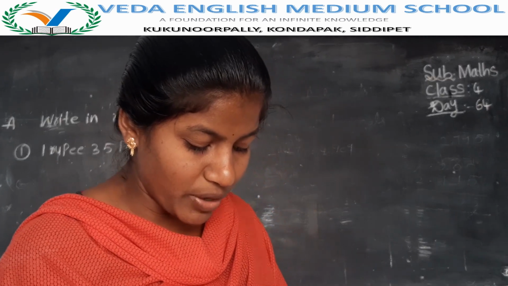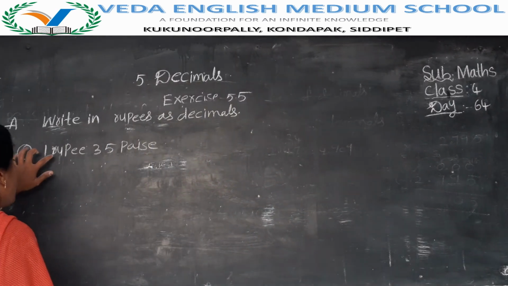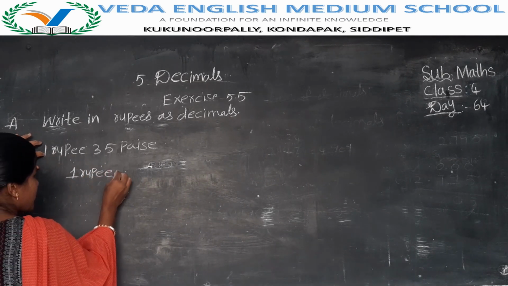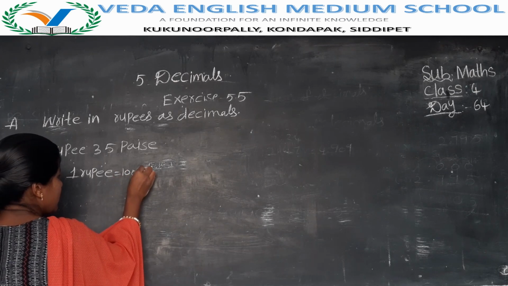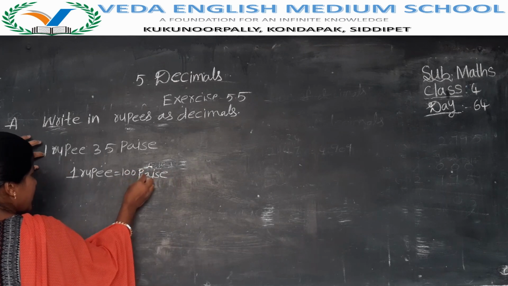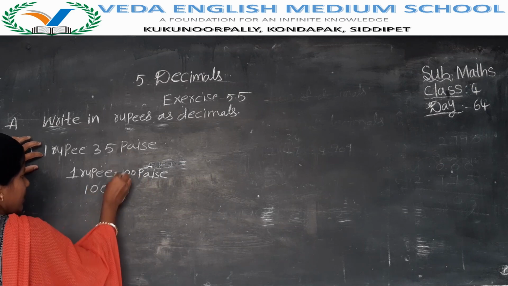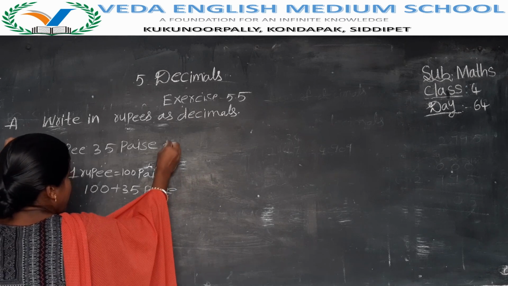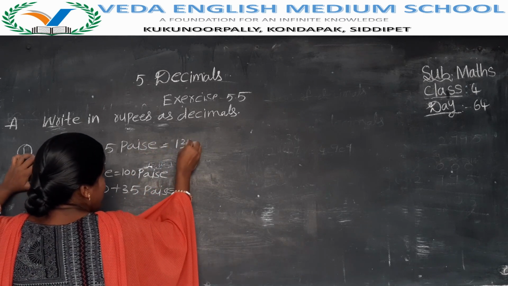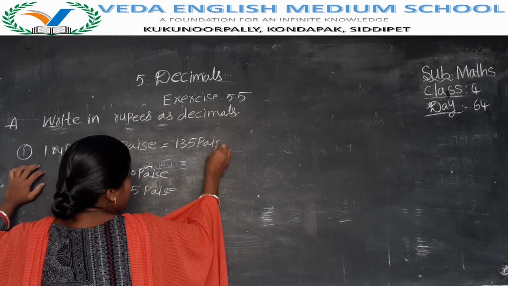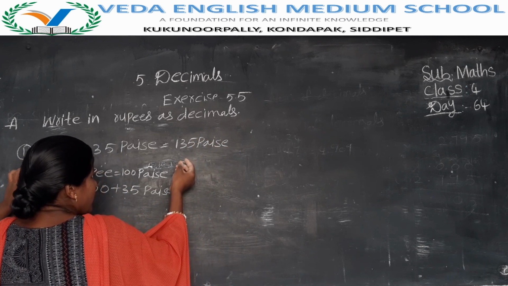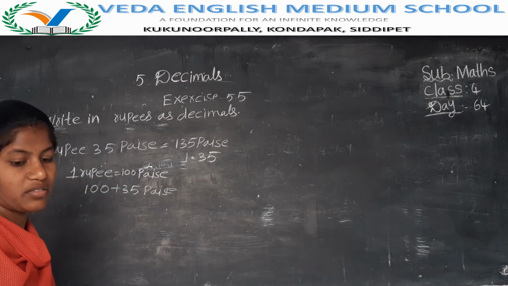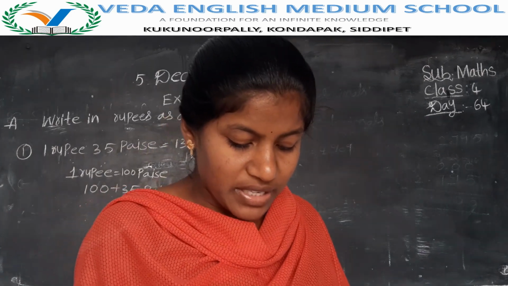Now it is 1 rupee 35 paisa. 1 rupee is equal to 100 paisa. Now see, it is 100 paisa and 35 paisa. Total it is 135 paisa. If we convert this 135 paisa into decimals, then how will we get 1 rupee 35 paisa? Then we can say it as 1.35.